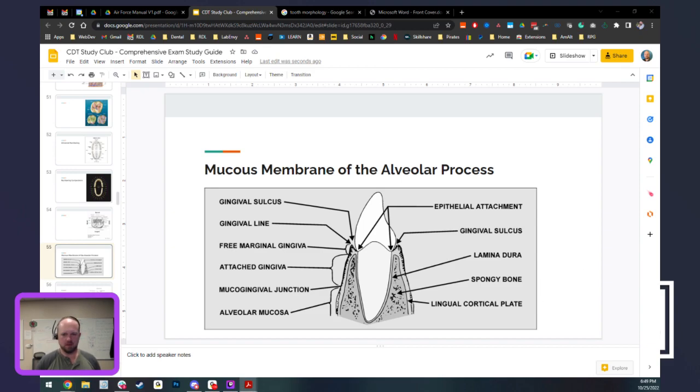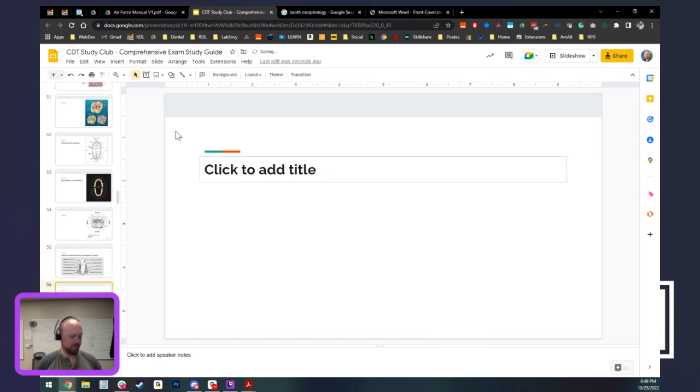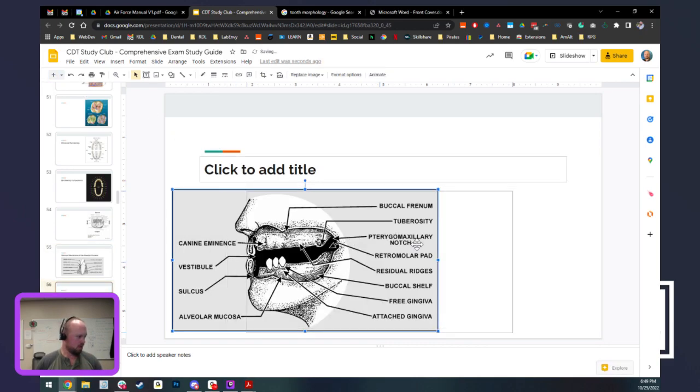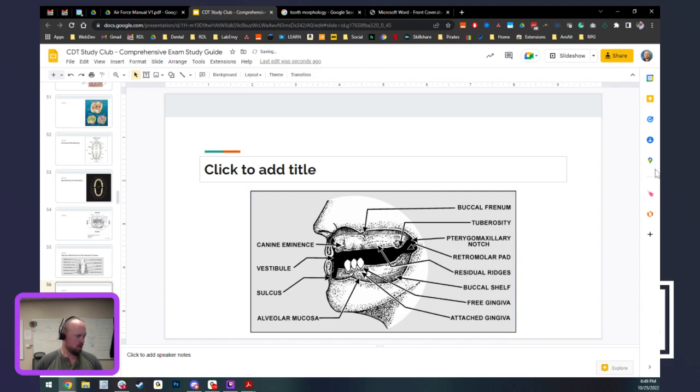So let's see what other amazing things we can find. Yeah, here's another one. And we've done some of these soft tissue things before. We talked about residual ridge. There we go. Now that's a good one. Copy image.